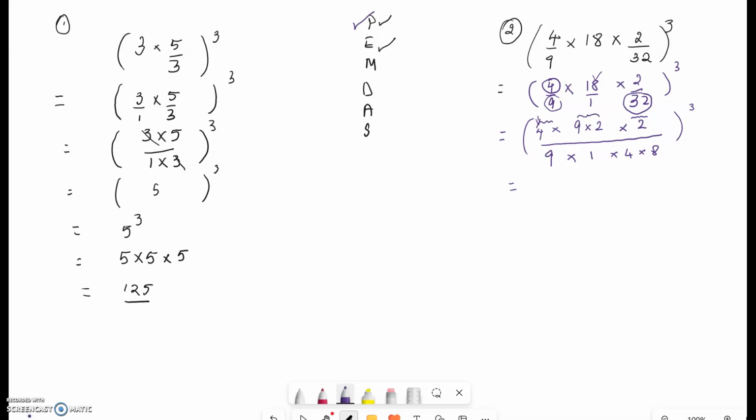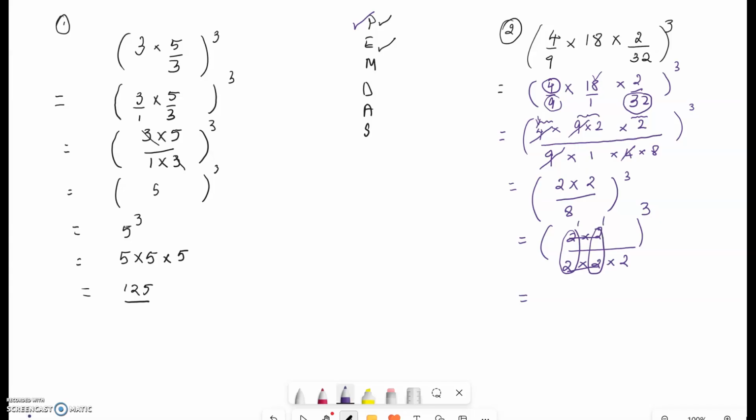Still, we are working with parentheses. So parentheses first. Let's do some cancellations. 9 cancels. 4 cancels. I'm left with 2 times 2 divided by 8, the whole cubed. Parentheses first. I want to simplify it further. I'm just doing it in small steps. 8 is 2 times 2 times 2, the whole cubed. The 2s cancel, which means 2 over 2 is a 1.